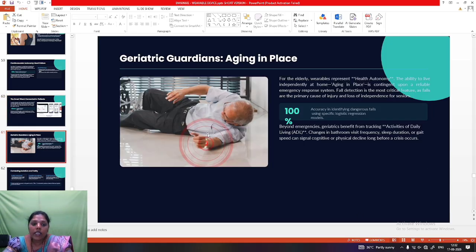Next, let us move to the next slide. Elderly care and aging in place. For the elderly, wearable health devices enable them to live independently at home, aging in place. Beyond emergency detection, the benefits include tracking activities of daily living, changes in bathroom visit frequency, and sleep duration to gauge gait speed. Continuous physical baselines are established long before the crisis, identifying dangers such as falls and specific losses in resistance.